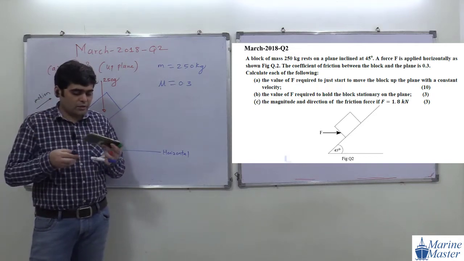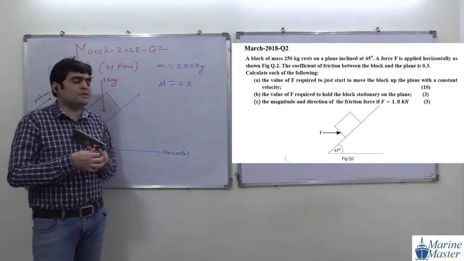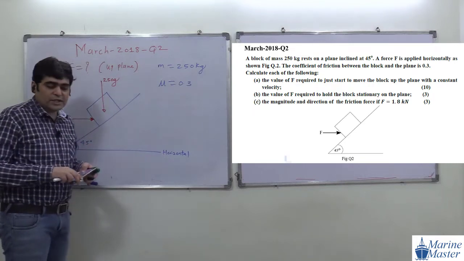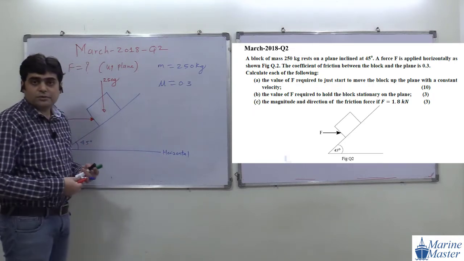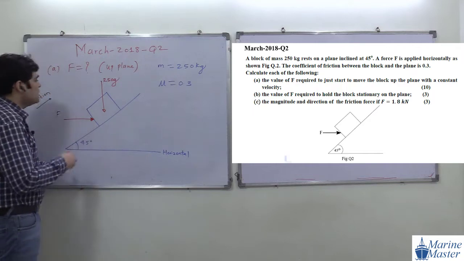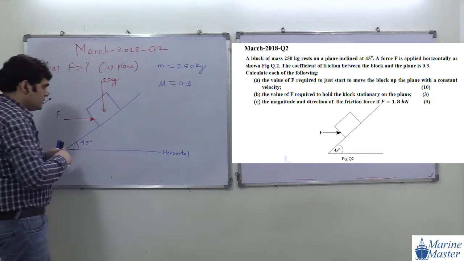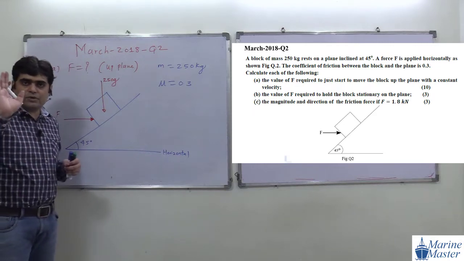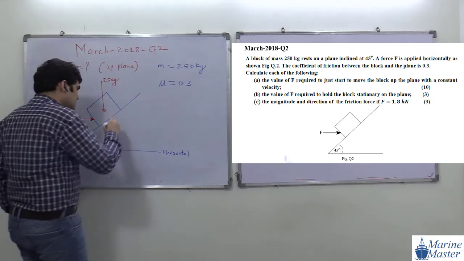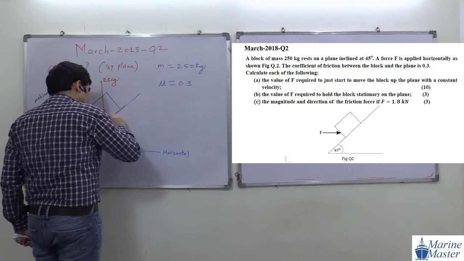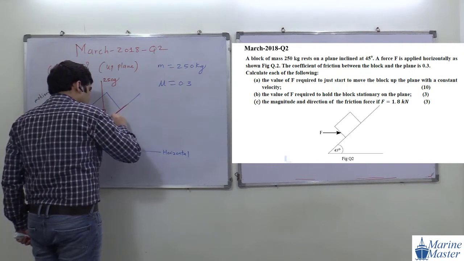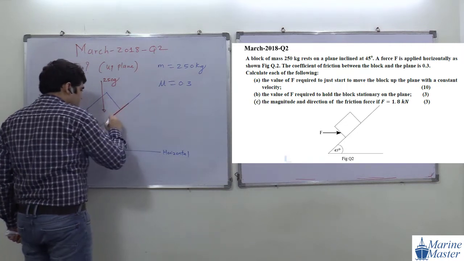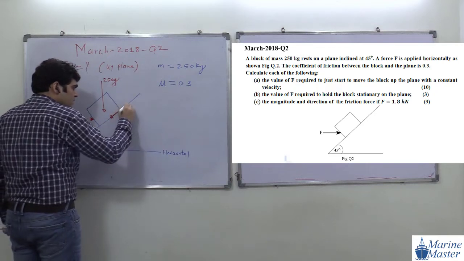If the motion is upward, how is the friction force? Friction force is downward along the plane, opposite to the motion. Very good. See the point here. This is visible to everyone. So this will be what?